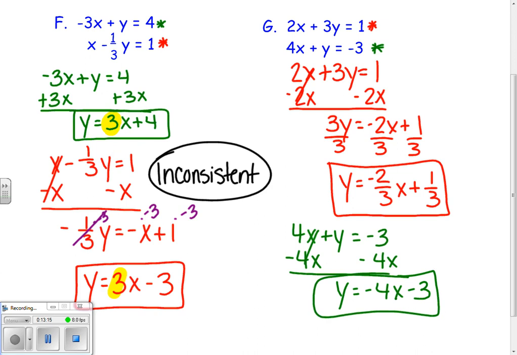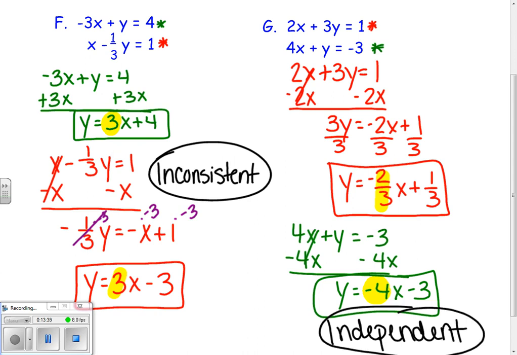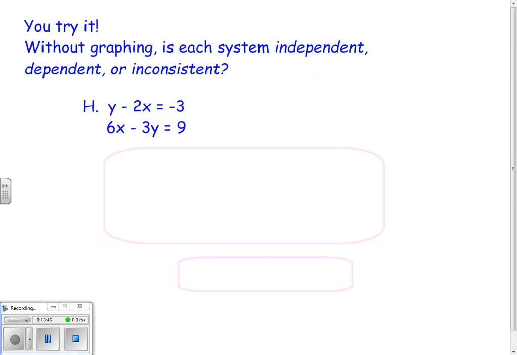So I want to compare them. First of all, the red equation and the green equation are not identical, so they are not dependent. And they're also not parallel. When you look at the slopes, this one's a negative 4 and this one's a negative 2/3. So they're not parallel or inconsistent either. That makes this system of equations independent. They will intersect. I don't know where, and to be honest with you, I don't care because the directions don't ask for that. I just know that they will at some point intersect. Pause to do the you try it.